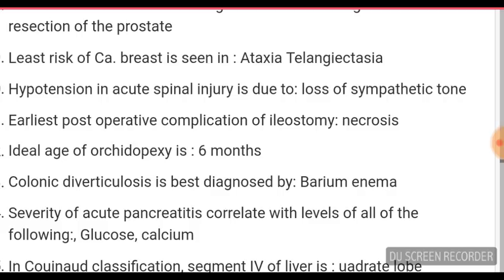Ideal age of orchidopexy is 6 months. Colonic diverticulosis is best diagnosed by barium enema. Severity of acute pancreatitis correlates with the levels of glucose and calcium. Least risk of carcinoma breast is seen in ataxia telangiectasia. Hypotension in acute spinal injury is due to loss of sympathetic tone. Earliest postoperative complication of ileostomy, again very important, is necrosis.